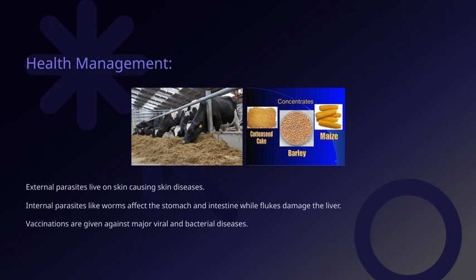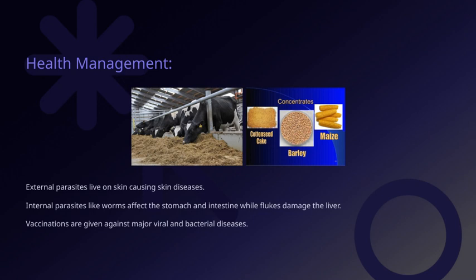Then we have internal parasites, like worms, which affect the stomach and intestines, leading to poor digestion and weight loss. Flukes, a type of parasitic flatworm, are particularly damaging because they target the liver, impairing the animal's overall health and productivity. Vaccinations play a vital role in health management as well.